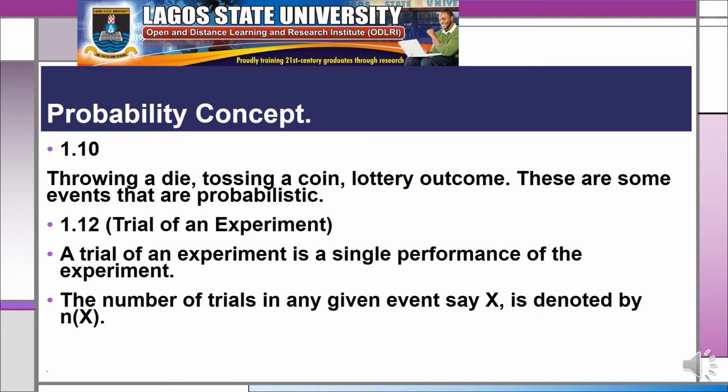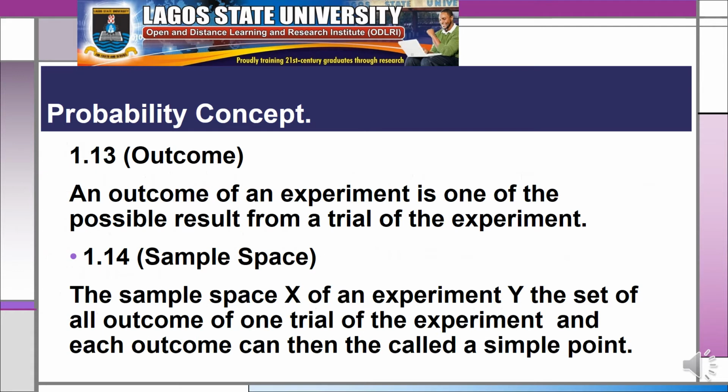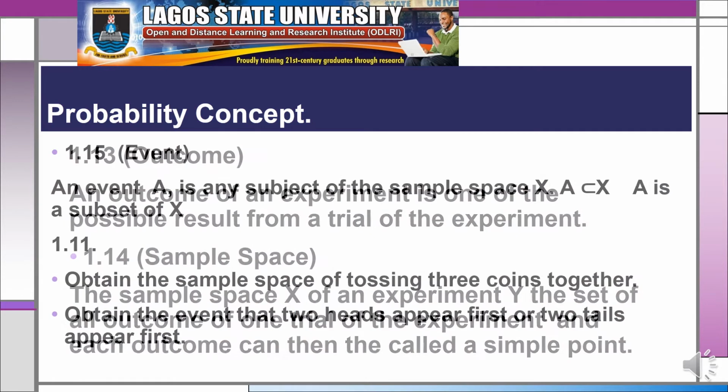Trial and event. A trial of an experiment is a single performance of the experiment. The number of trials in any given event, say X, is denoted by N(X). Outcome. An outcome of an experiment is one of the possible results from a trial of the experiment. Sample space. The sample space S of an experiment is the set of all outcomes of one trial of the experiment, and each outcome can then be called a sample point.